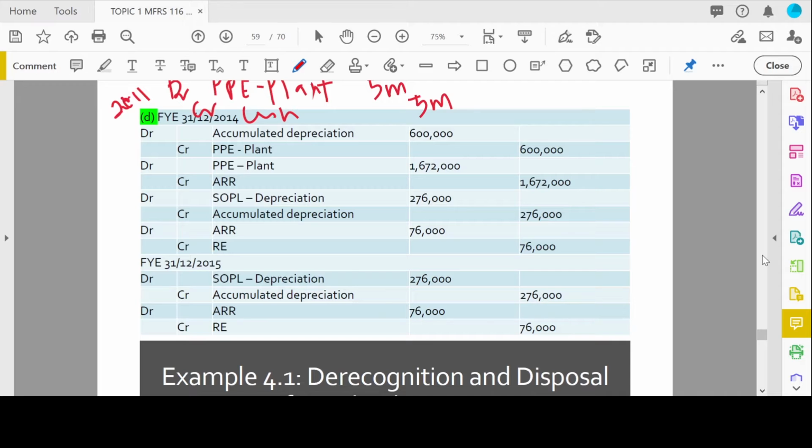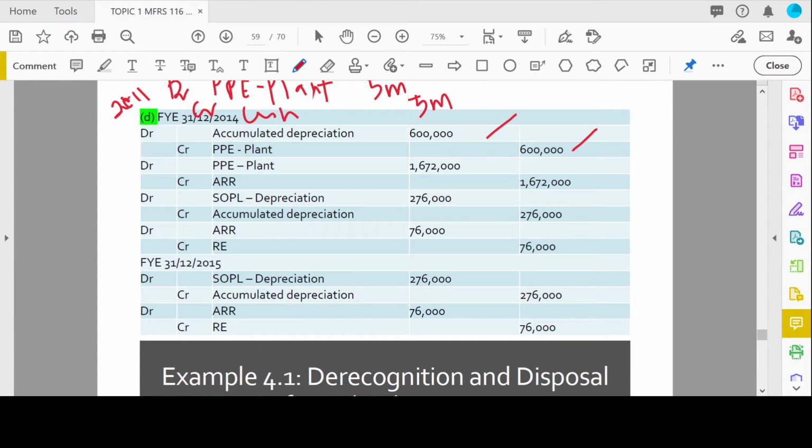So we are going to remove all the previous accumulated depreciation, the accumulated depreciation that happened before the revaluation. So debit accumulated depreciation 600,000, credit PPE. This eliminates accumulated depreciation against the gross carrying amount of the asset, meaning we deduct this accumulated depreciation against the PPE plant account. So credit PPE; we are going to reduce the PPE account.